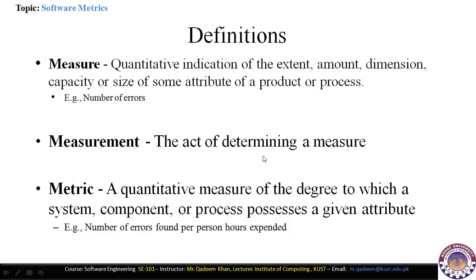Now, measurement is the act of determining a measure. That means when we have to measure a particular unit, we are determining a measure. And a metric is a quantitative measurement of the degree to which a system, component, or process possesses a given attribute. So usually we perform the quantitative measurement of the system, the component, or the processes. The attributes may be the number of errors found per person, hours expended, etc. That means a person is agile or efficient in catching different problems in software per person-hours.